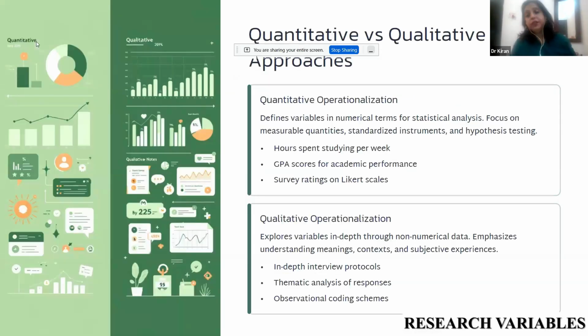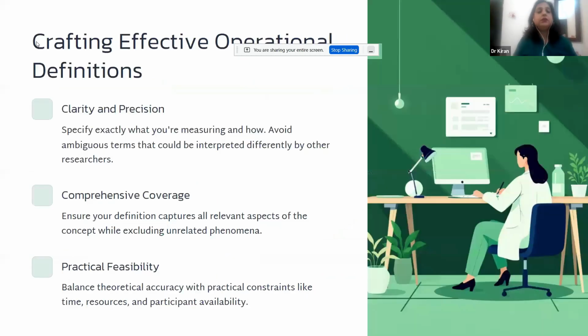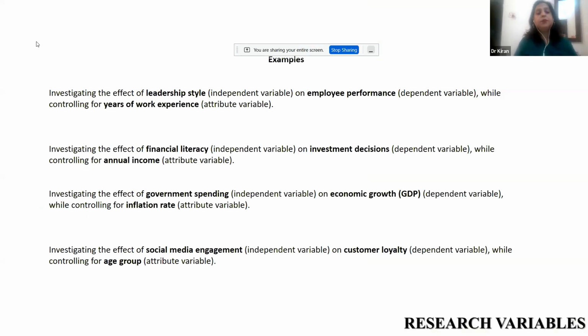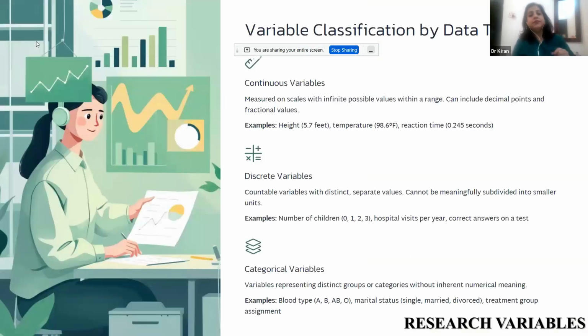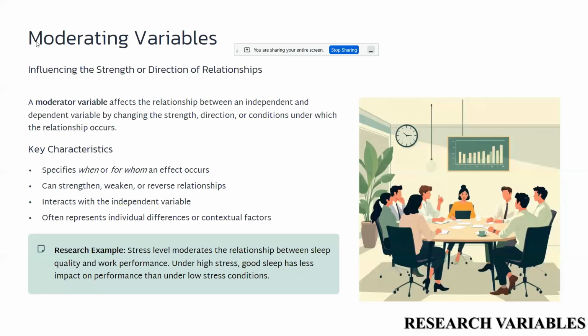People also ask about quantitative and qualitative approaches, so I took this particular slide and related it with real-world examples, definitions, and then independent, dependent, and attribute variables, wherein I took you towards the moderating variable type also. We have seen different examples relating to it. Classifying the variable by data type, we have seen continuous, discrete, and categorical variables. This is the slide which throws light on the different subjects and the variables associated in the form of continuous, discrete, and categorical.